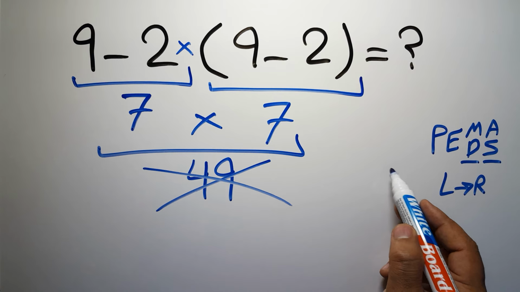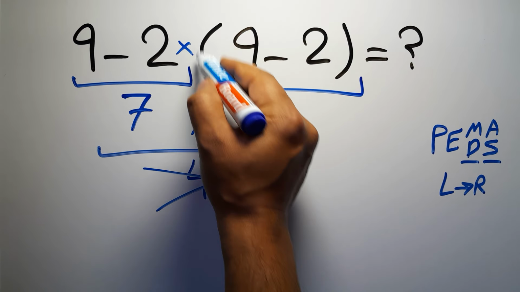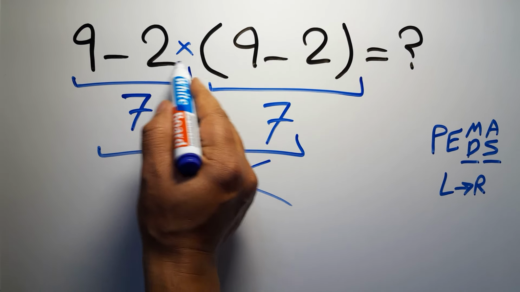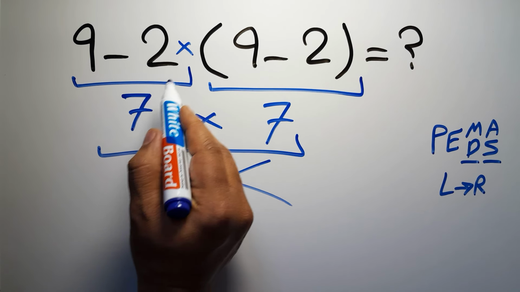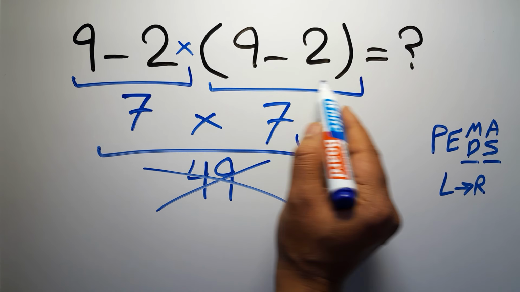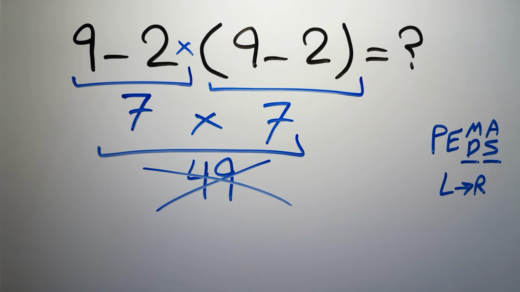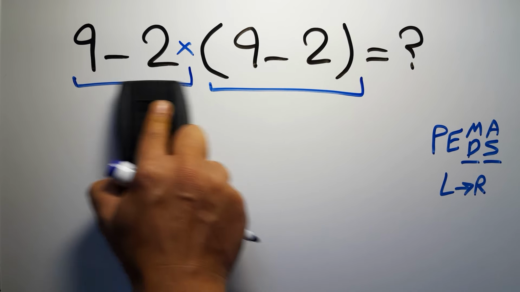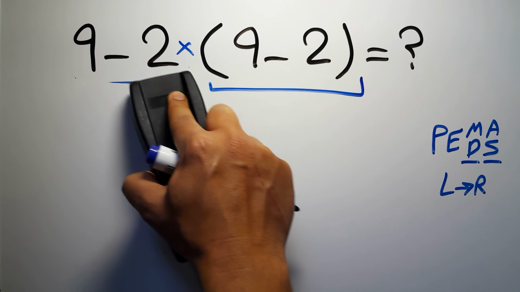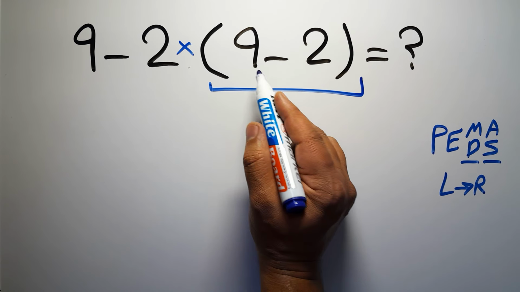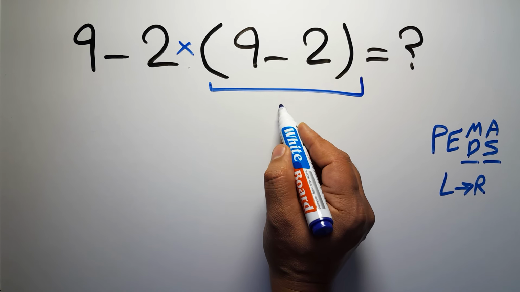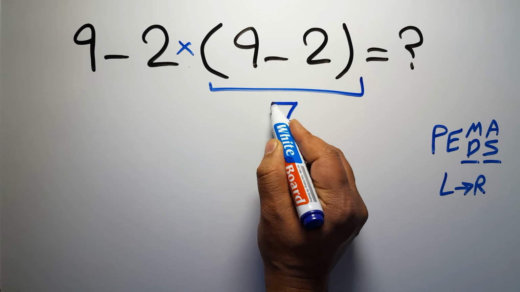Okay, so according to the PEMDAS, first we have to do this parenthesis, then this multiplication, and finally this subtraction. If we do this subtraction before this multiplication or this parenthesis, it is wrong. So first we have to do this parenthesis. Inside this parenthesis we have 9 minus 2, which equals 7.